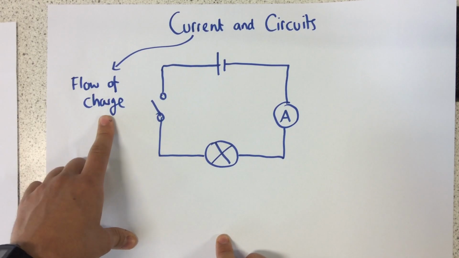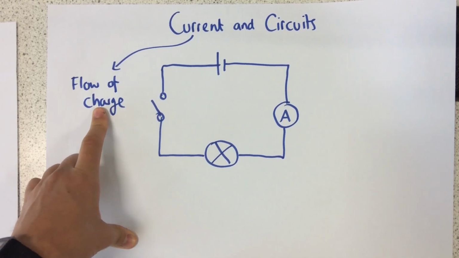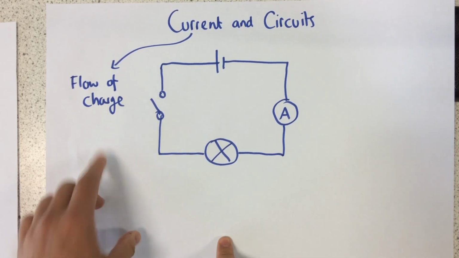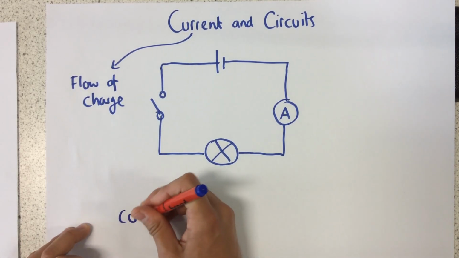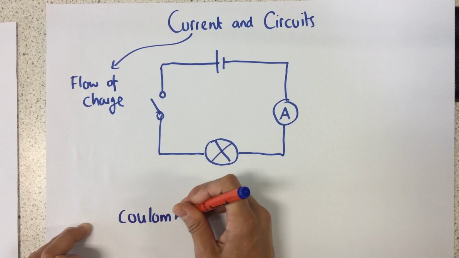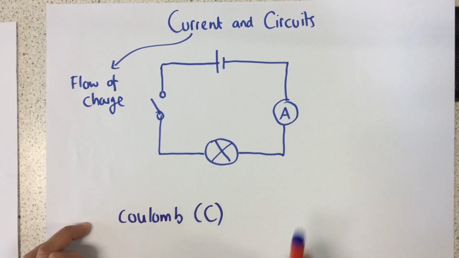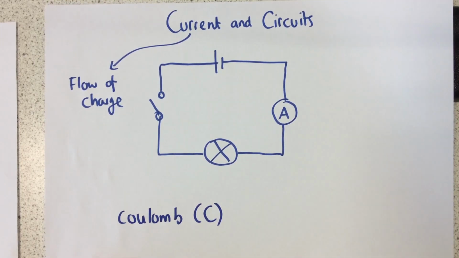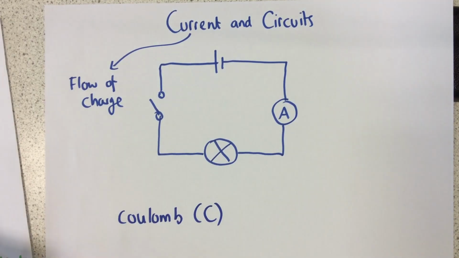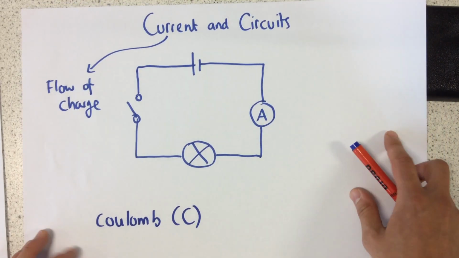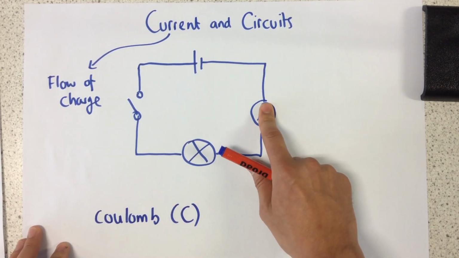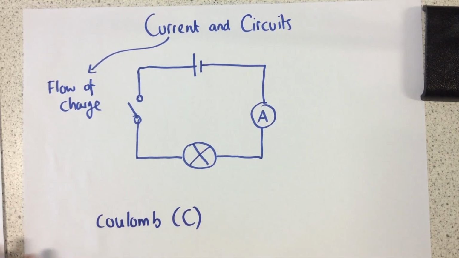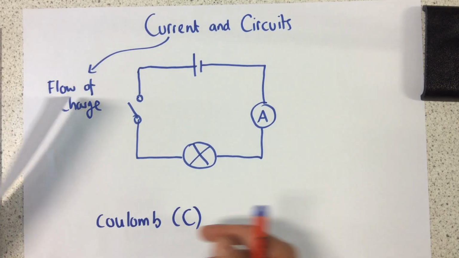So, why have I put flow of charge rather than flow of electrons? Now, the reason for that is quite simple. Charge is measured in coulombs, and the unit for that is just a capital C. Now, what a coulomb is, is lots and lots of electrons. So, in order to try and measure the flow of charge around the circuit, we need to be able to count how many electrons are flowing by at any time.